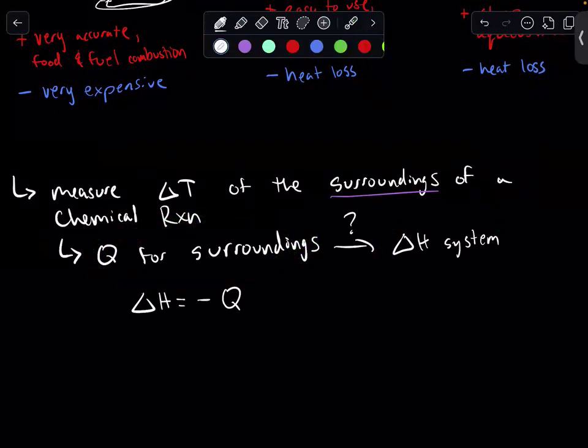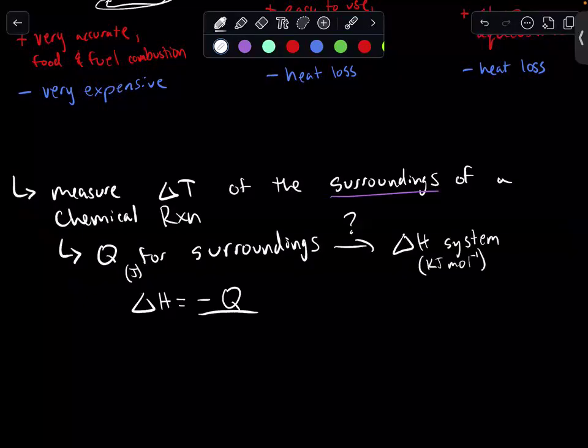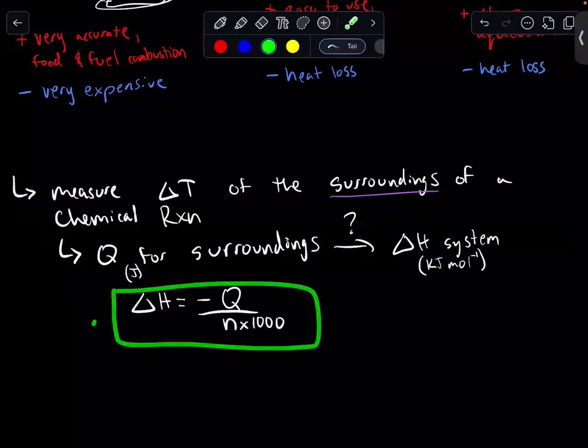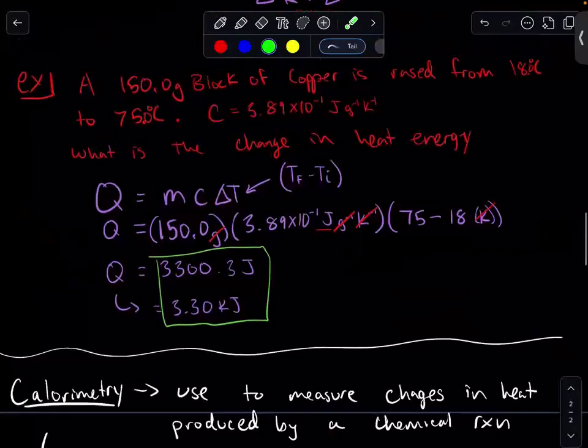Furthermore, Q has units of joules. Delta H has units of kilojoules per mole. So usually Q is divided by mole, and sometimes 1,000, depending on whether or not you are doing kilojoules or joules for your Q. So this is the equation you're going to be using. Sometimes you won't have the 1,000 depending on if your Q is in kilojoules, as we did up here. We don't need to redivide.